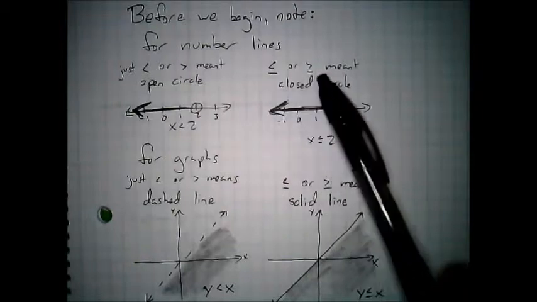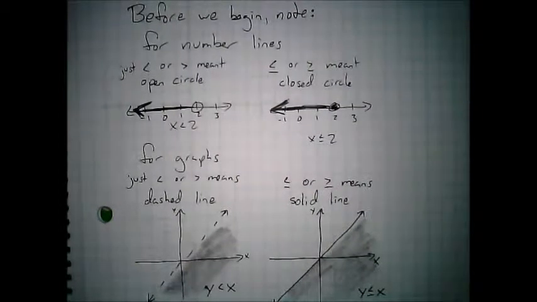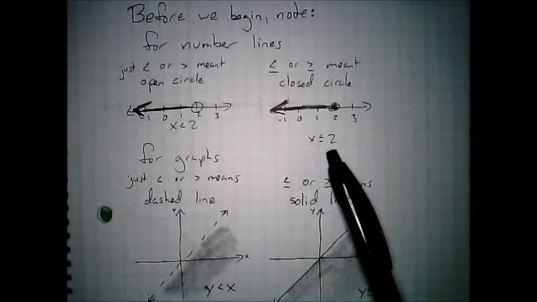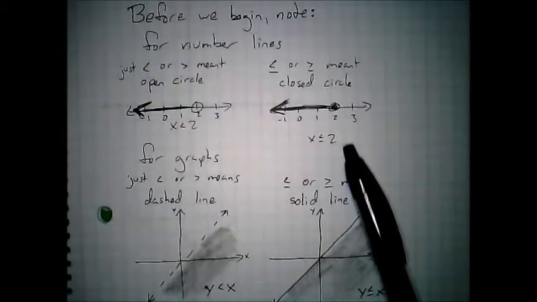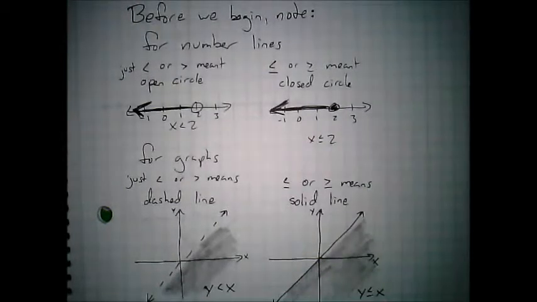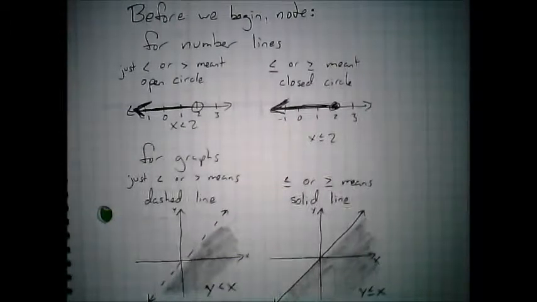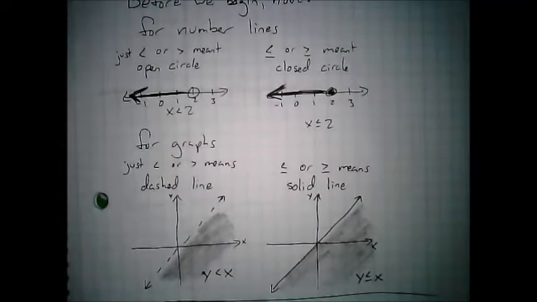Less than or equal to or greater than or equal to meant we had a closed circle. So if it was x is less than or equal to 2, that means we had a closed-in circle shaded to the left. We have the same type of distinction whenever we're graphing linear inequalities on a graph, on our x and y axis.